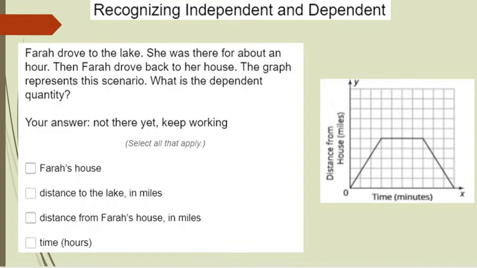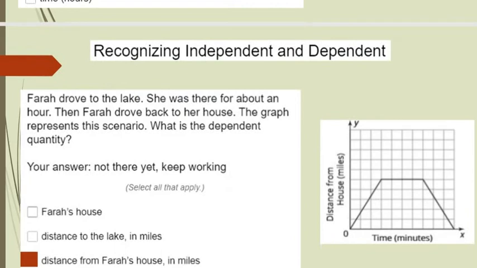Now, looking at this scenario, Farah drove to the lake. She was there for about an hour. Then Farah drove back to the house. The graph represents this scenario. I want you to come up with the dependent quantity. So pause me when you do that.